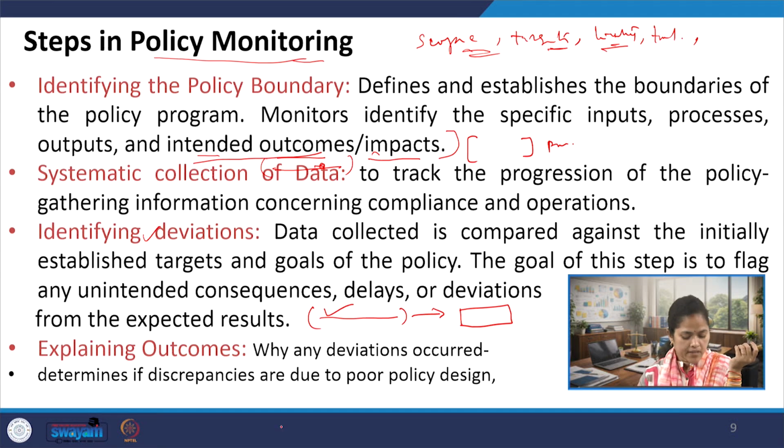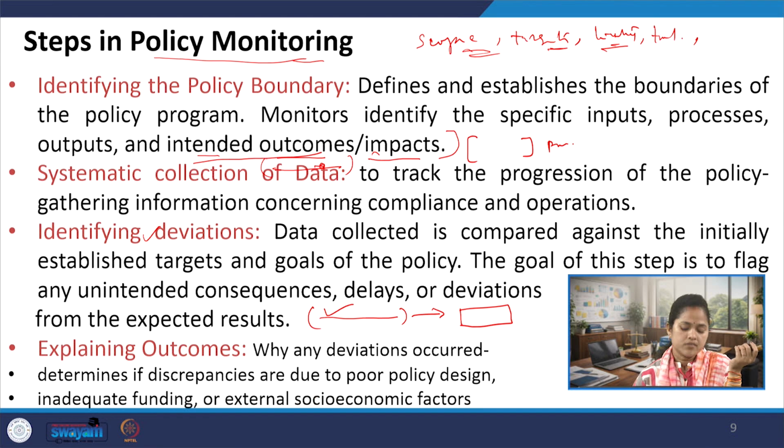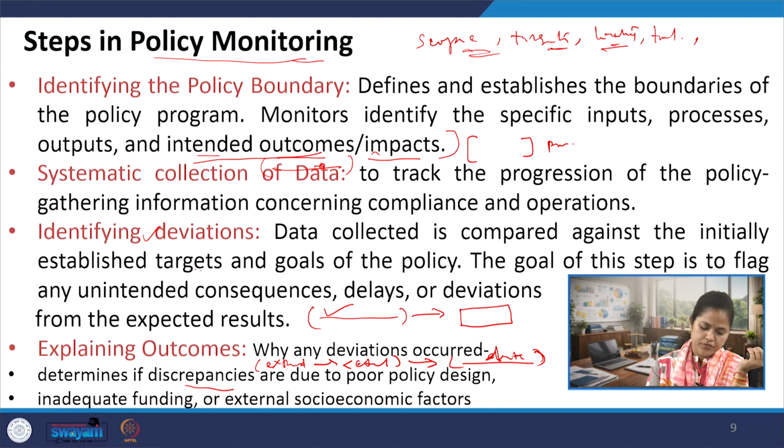That would be helpful in determining if there is any discrepancy, and if there is, what the reasons behind these discrepancies are. Whether the discrepancies are due to poor policy design, or whether they lie between the expected outcome and the actual outcome. This is what we have already collected; data on these have already been collected during the identification of deviations.